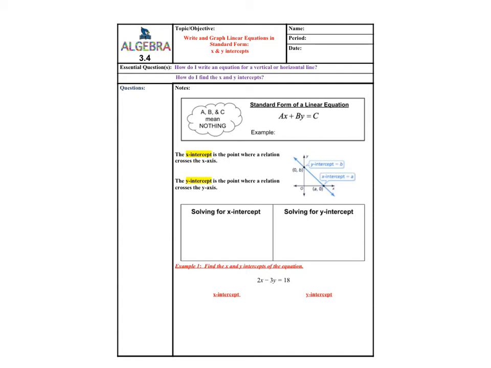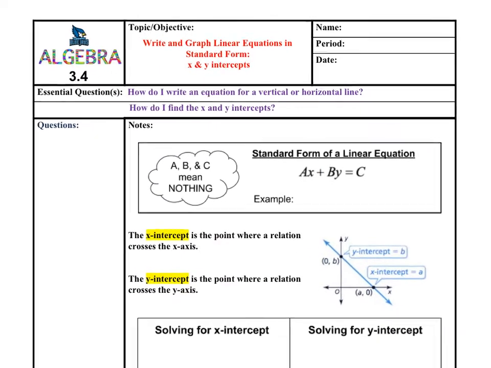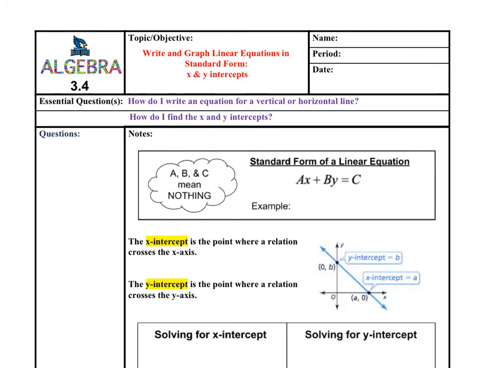Today we're talking about how to get the x and y intercepts of a linear function in standard form and how to graph that. So you guys know about y equals mx plus b, which is one way to write the equation of a line. Well, we have another way that we can write the equation of a line, and it's called standard form. It's what you see right here.